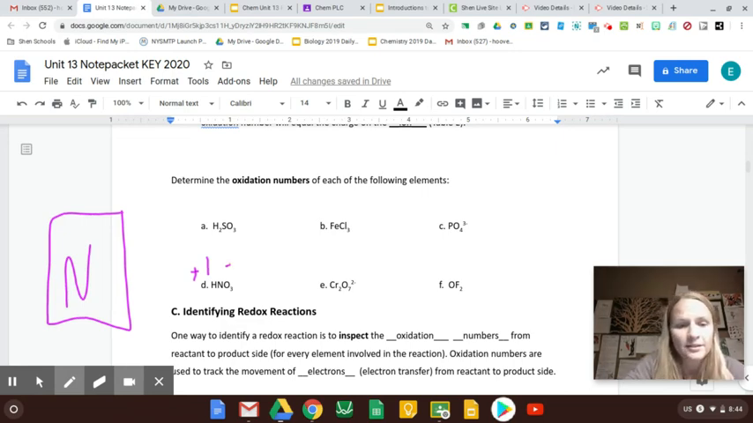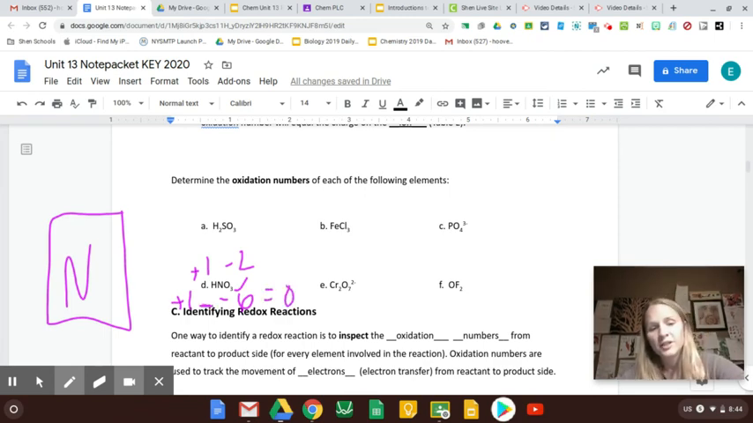O is -2. So I might just at a glance think, oh, H or N must be +1, so this all adds up to 0. But no, there are 3 -2s. So 3 -2s makes a -6. H was +1, and there's only one of them. So now I'm like, what does N have to be so that the whole thing equals 0?